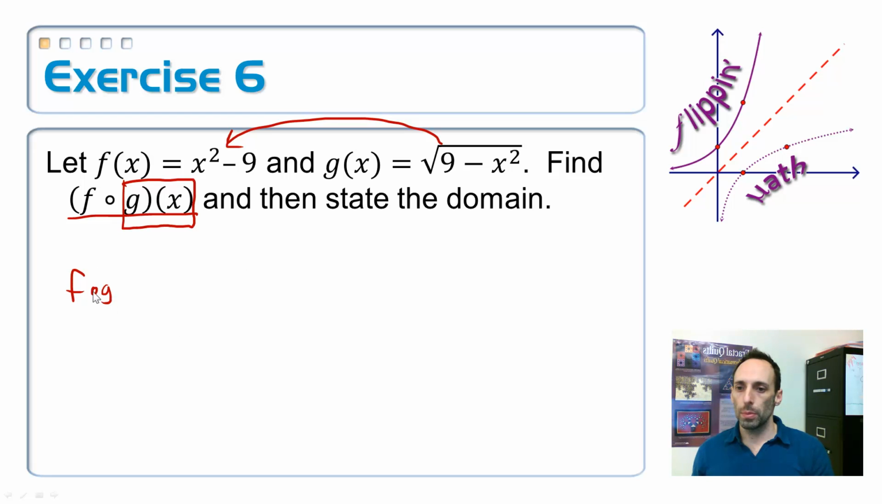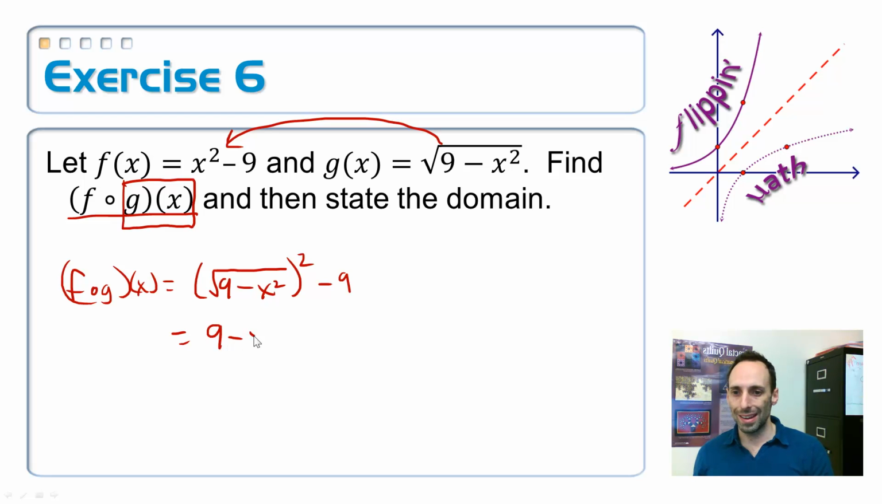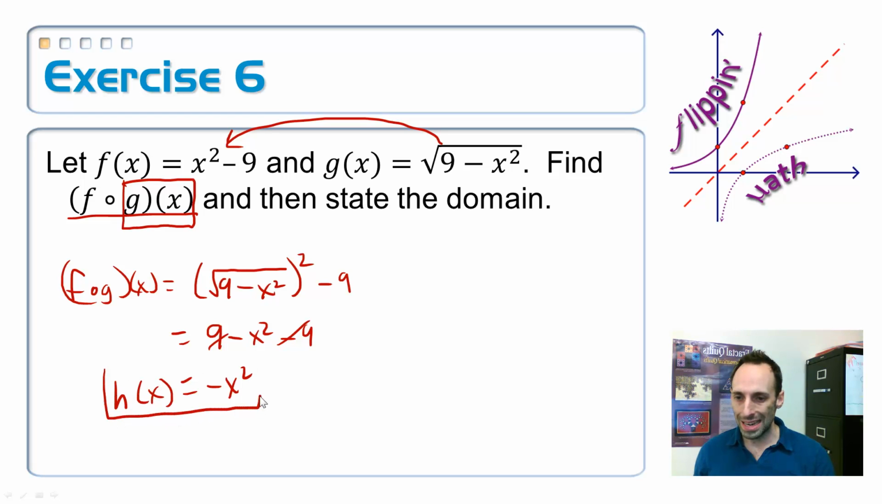So f composed with g of x is equal to the square root of 9 minus x squared, all of this squared, and then minus 9. Now let's simplify it. So the squared and the square root will cancel each other out, and I would have 9 minus x squared minus 9. Now the 9's cancel each other out, and I have just negative x squared. So let's call that h of x. There's my answer. There's my composition of these two functions.